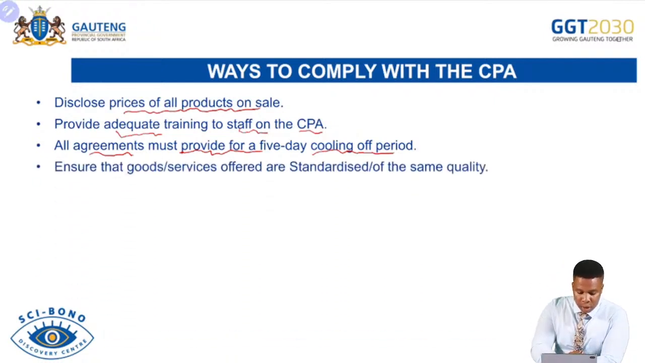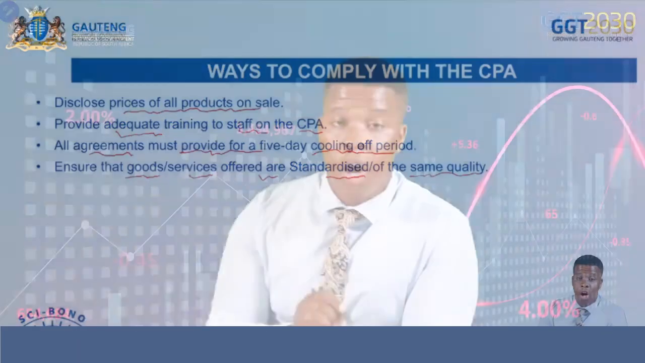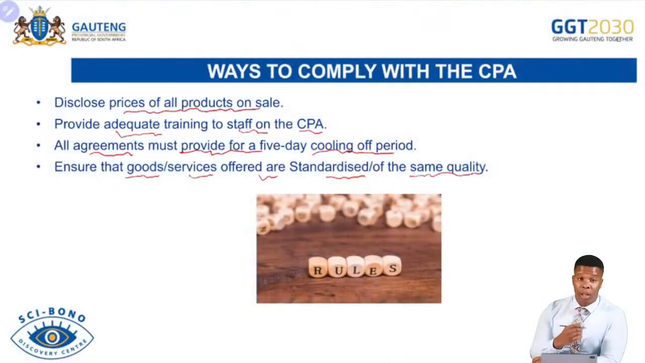And then they should ensure that goods and services offered are standardized and of the same quality. That is really important, because if the products are not of the same quality, that is non-compliance or a discriminatory action, because all consumers need to experience the same quality with the product. So they should ensure that products are standardized. Those are rules to be followed to ensure that you comply with the Consumer Protection Act.